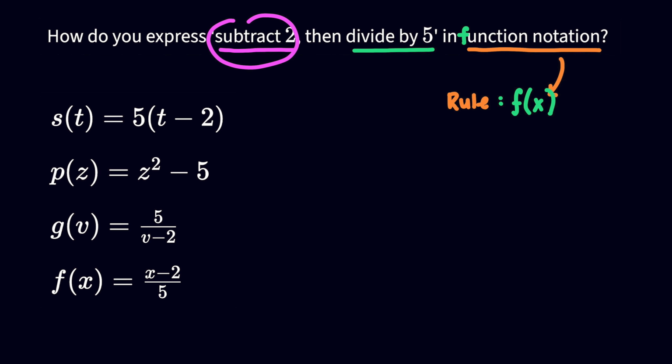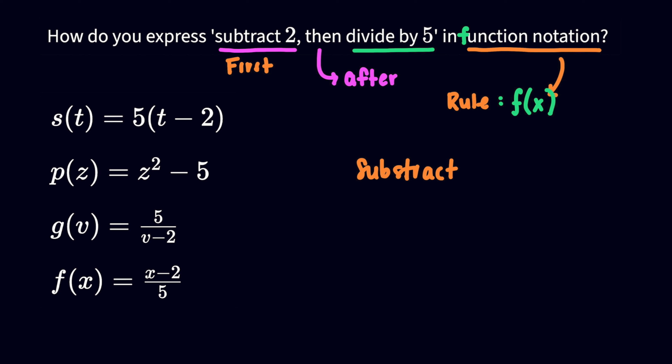We want to subtract 2 first, right? Then, only after that, right? If they say then, that basically means afterwards. So first we want to subtract 2, and then we want to divide by 5. But now we say to ourselves, well, subtract 2 from what? What are we subtracting?